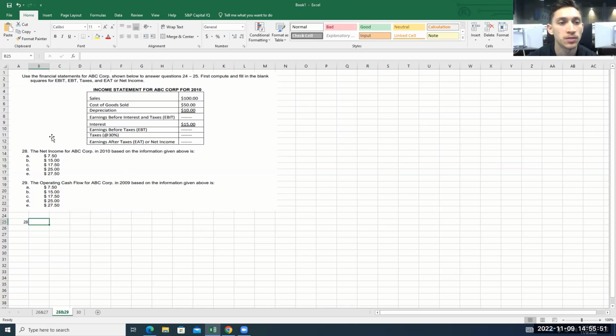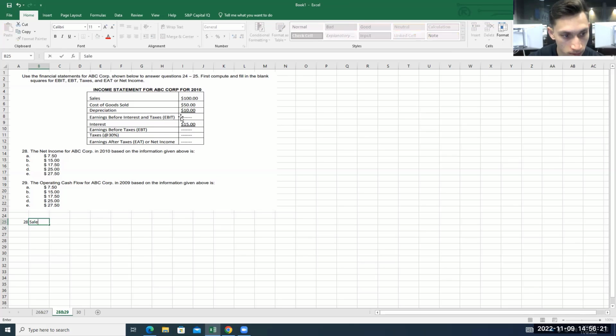It says use the financial statements for ABC Corp shown below to answer questions 28 and 29. First, compute and fill in the blank squares for EBIT, EBT, taxes, and EAT or net income. So we can go ahead and just fill it out. It does tell us to do that, but it ties into our answers as well. Number 28, the net income for ABC Corp in 2010 based on the information given above is, all right, let's just go ahead and fill it out.